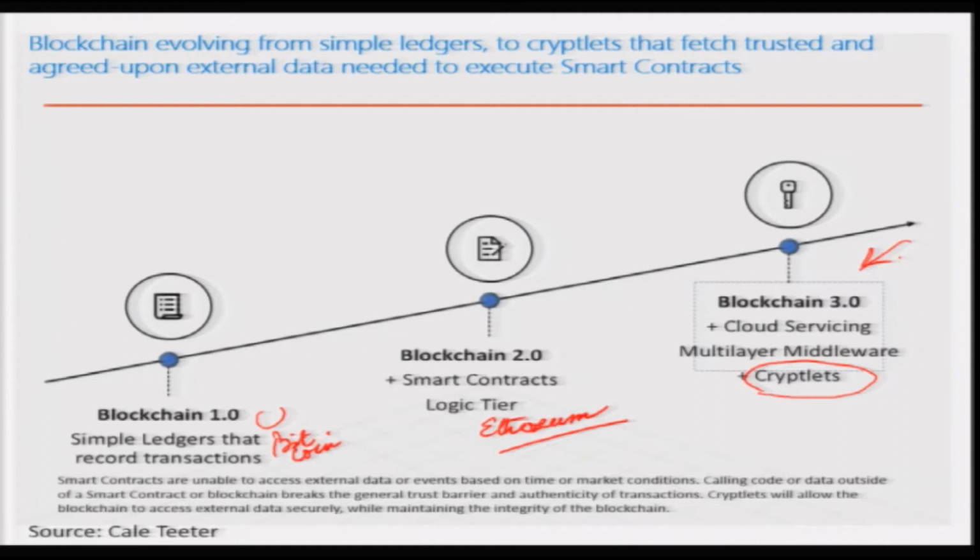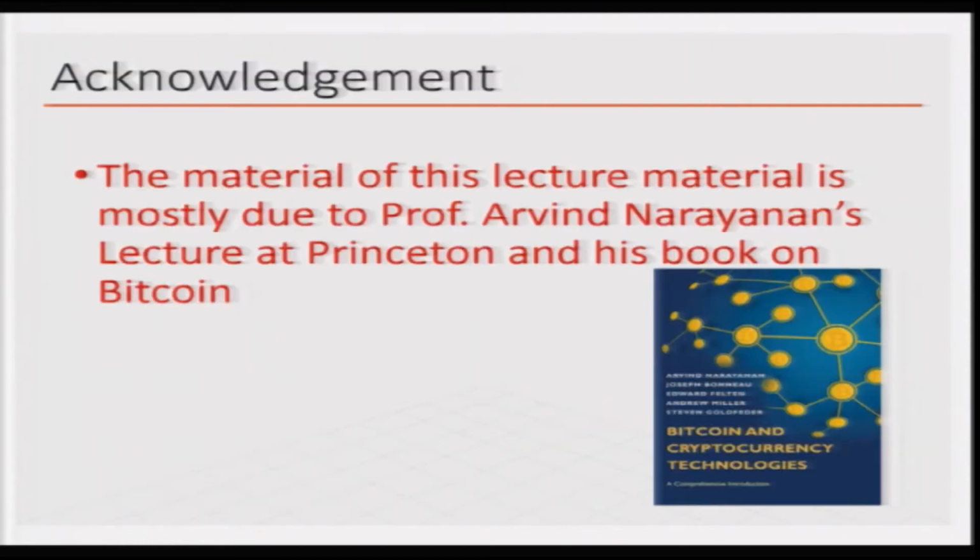So, what we want to do now is focus on blockchain 1.0 and understand how it works, and then we will move on to blockchain 2.0, and then finally, we will see some of the features of blockchain 3.0. Today's lecture is based on Professor Arvind Narayanan from Princeton, his book and his lectures at Princeton on a course on Bitcoin. We will selectively use some of the ideas and material that he used for his course, so we should acknowledge him.